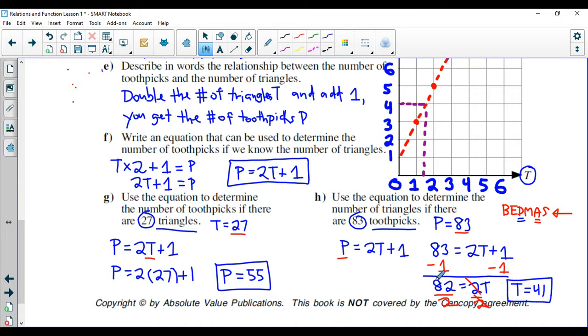Okay, 41 toothpicks. So that one's a bit tougher to solve for because you actually do have to get the equation manipulated for the variable you wanted, and then you have to plug the number in and just isolate for the variable in the equation. But again, that just goes back to junior high math in terms of how you would isolate an equation like that.